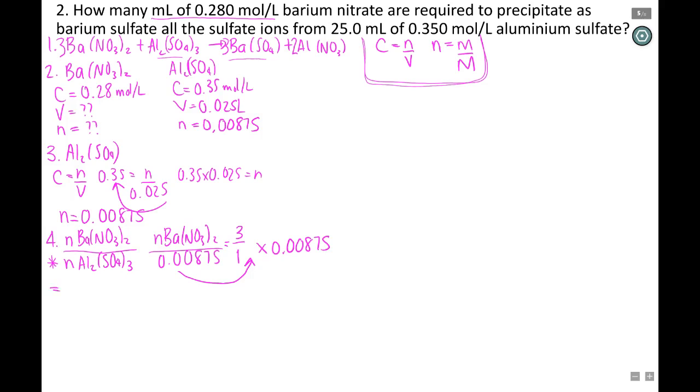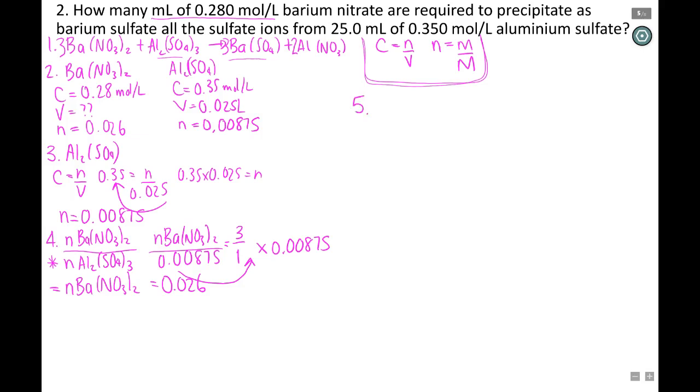So if we do that, our moles of barium nitrate then equals 0.026. So now we've filled in another one of our unknowns. We now know that we have 0.026 moles of barium nitrate. So now we can use our equation c equals n over v to work out our volume of barium nitrate, which is what the question's asking. So that's our next step.